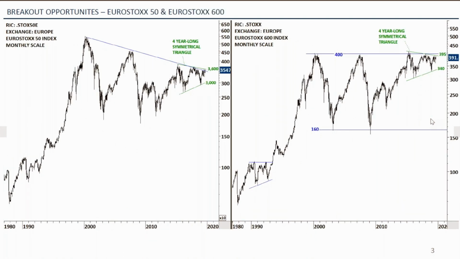The next chart is, I don't know maybe how many weeks or months we have been following these two global benchmarks, the European equities.